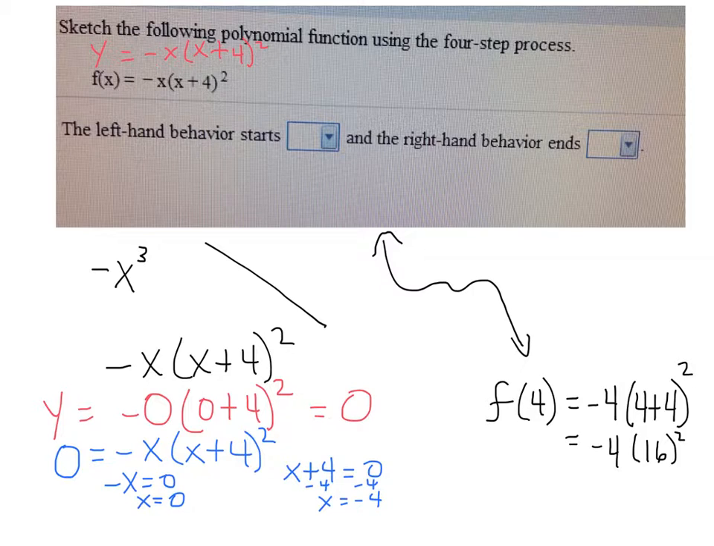And at some point, I think that it will give you some choices of graphs. What does the graph look like? So based on the information that you've put in, you should be able to pick the correct graph.